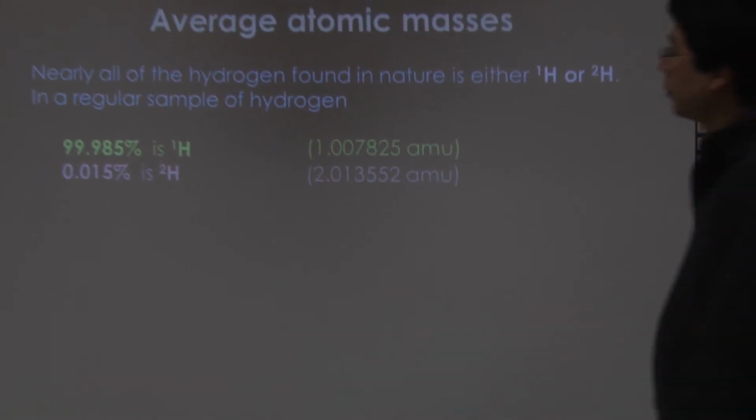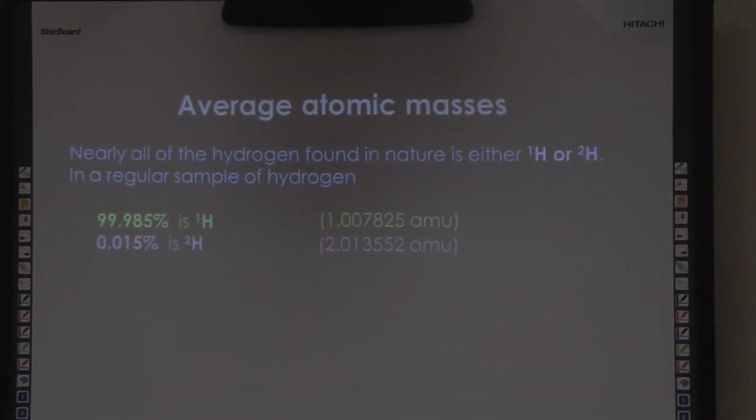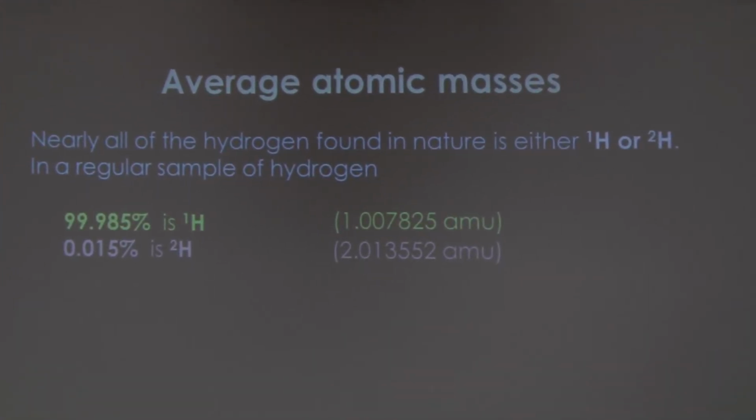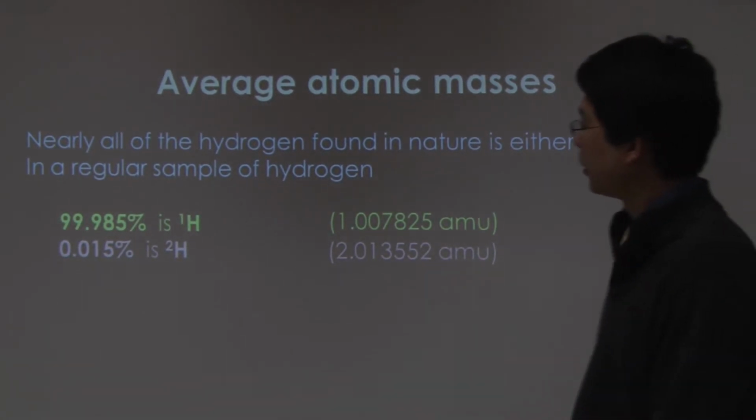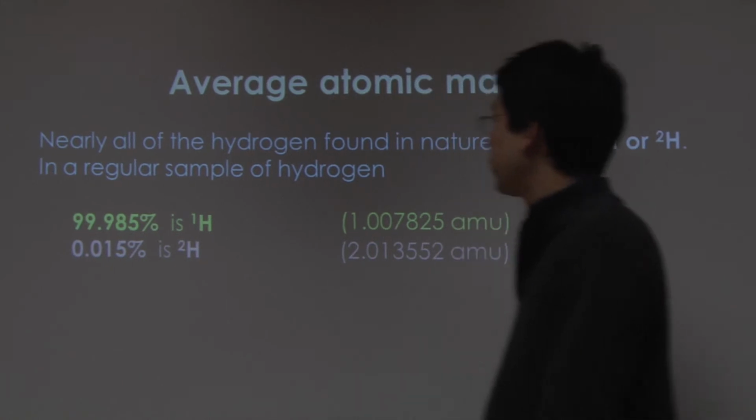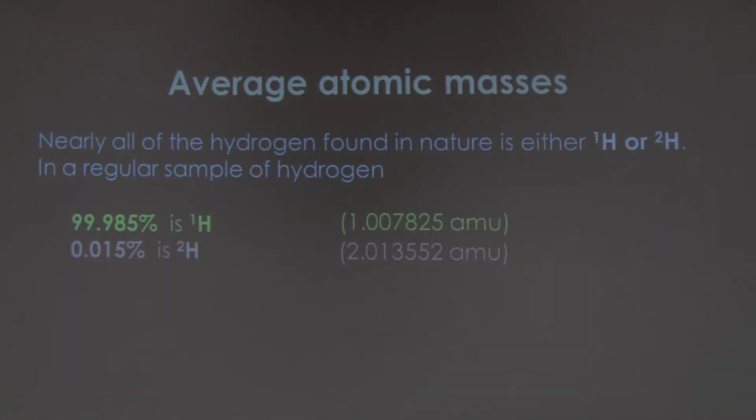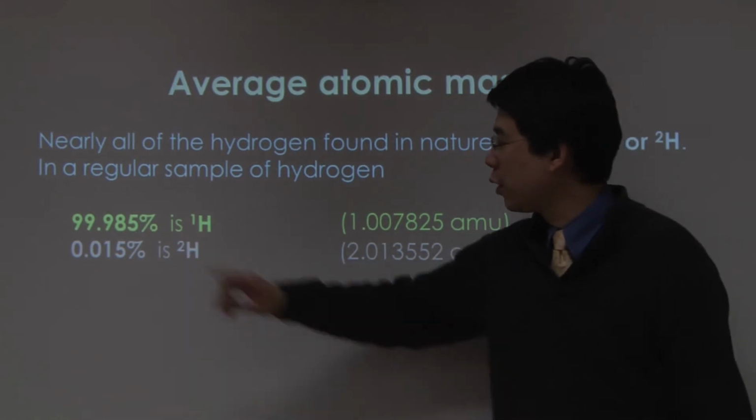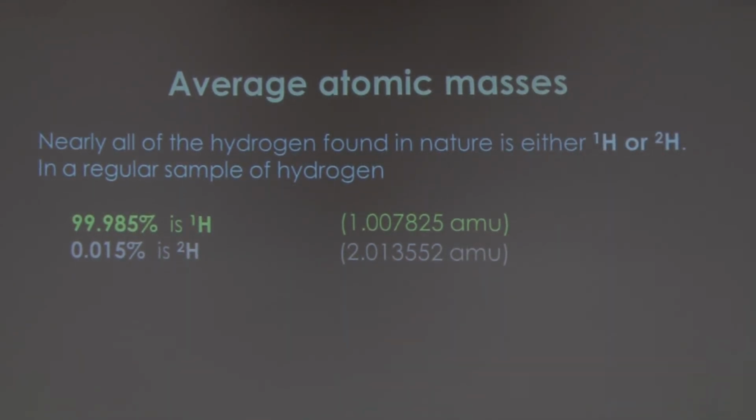Here's another example. Nearly all of the hydrogen found in nature is either H1 or H2. H1 is regular hydrogen. H2 has the common name deuterium, you may remember. And so in a regular sample of hydrogen, 99.985% is hydrogen-1, and hydrogen-1 has an exact atomic mass of 1.007825. The rest of it, which is quite small, is deuterium. And that's the atomic mass of deuterium.